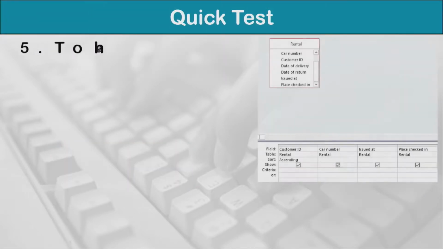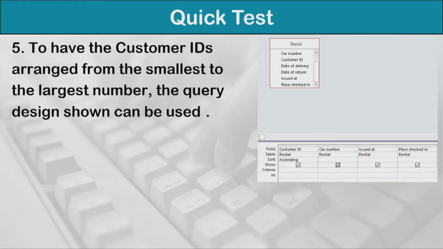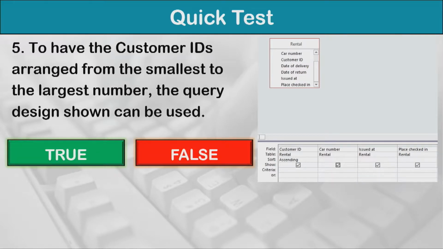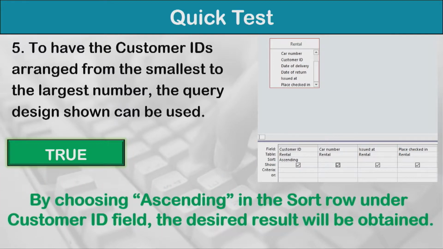Number 5. To have the customer IDs arranged from the smallest to the largest number, the query design shown can be used. True or false? This is true. By choosing ascending in the sort row under customer ID field, the desired result will be obtained. Well, that was our last question. I am sure you have got all the answers correct.